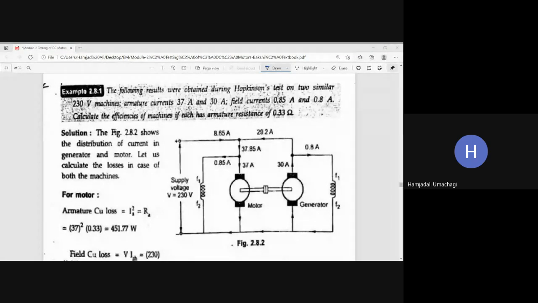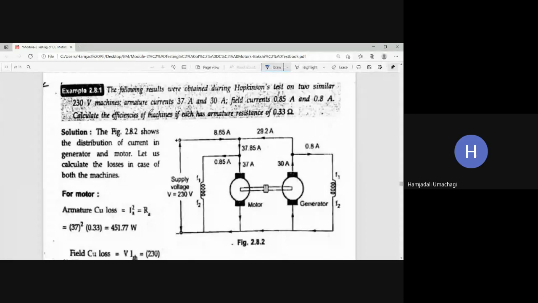Now here we will see the problem related to the Hopkinson test. The problem statement belonging to the Hopkinson test here is, the following results were obtained during Hopkinson test on two 230-volt machines. So this problem is based on the Hopkinson test method, which is also called the regenerative test or back-to-back test, where we are using two machines, one acting as a motor, the other acting as a generator.